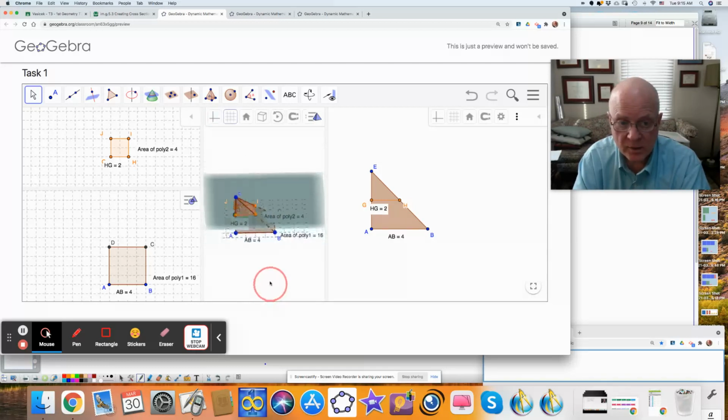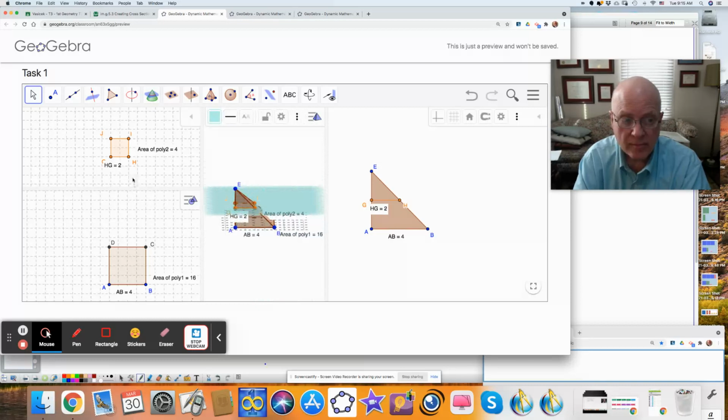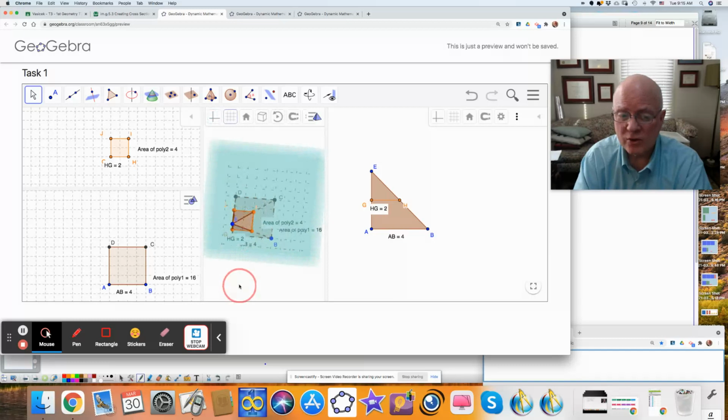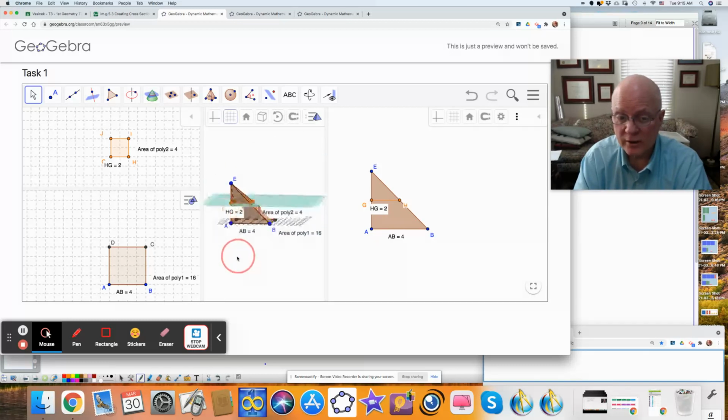And my new figure here has an area of 4, whereas the original was 16. That's 1/4. But my scale factor is 1/2. So the area is 1/4, which is 1/2 squared. That's kind of what we're looking at here.